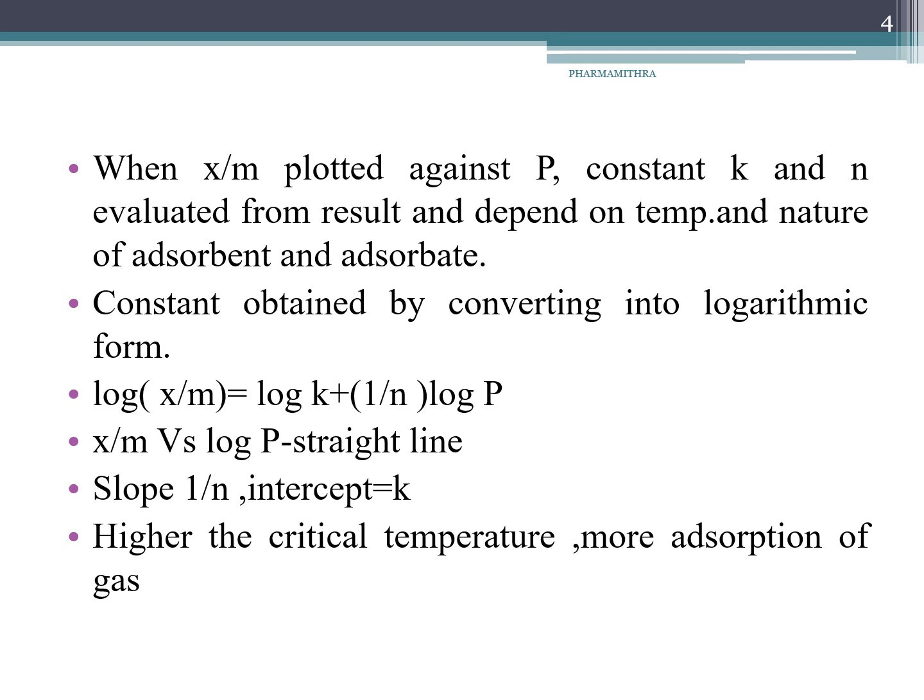If you keep the temperature and nature of adsorbent and adsorbate constant, we can find the constants k and n. We first convert into the logarithmic form. So the previous equation becomes log x/m = log k + (1/n) log P. Thereafter, if we plot x/m versus log P, we get a straight line. Before converting to the logarithmic graph, we get a curved graph. When we get a straight line, we can find the slope as 1/n and the intercept as log k.